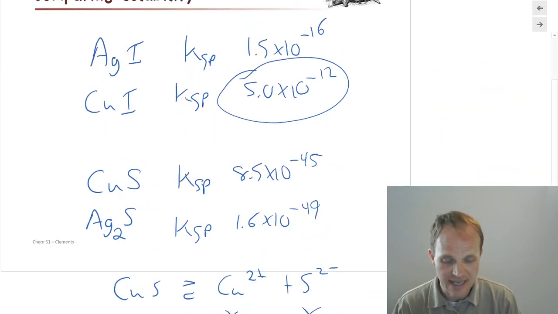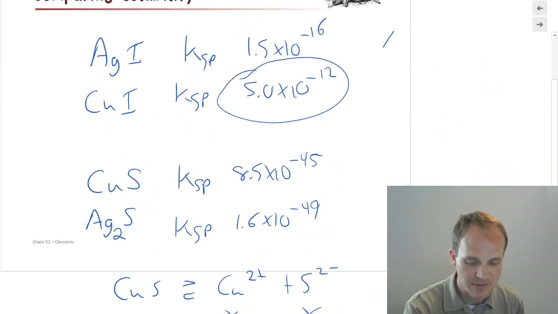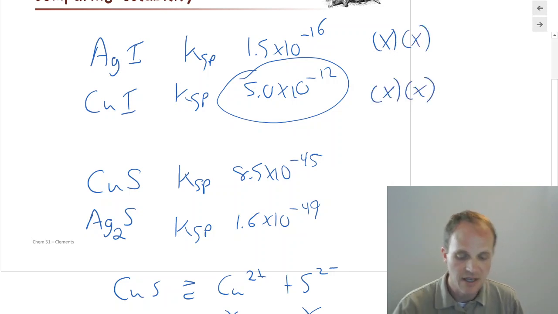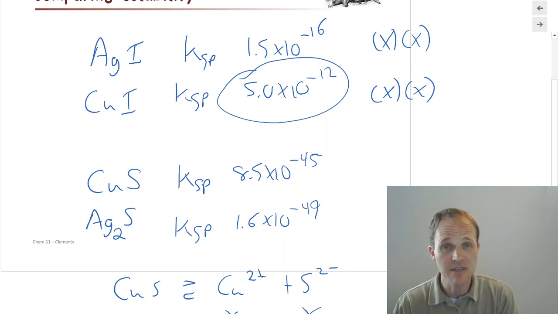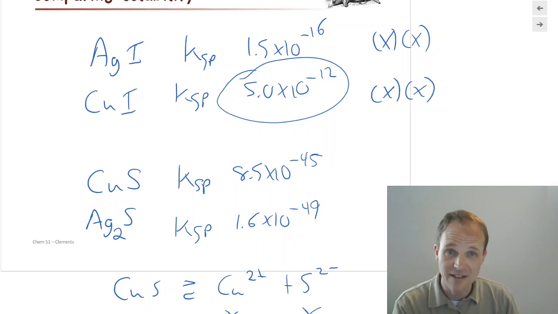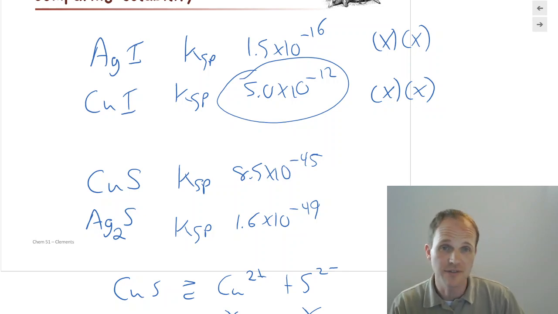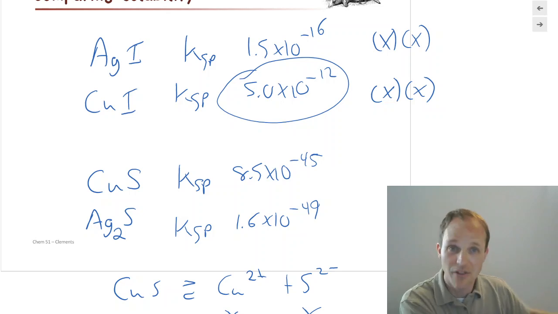It worked in this case because these were both the same. This was going to be X times X if we did it. So you can directly compare KSPs when they fall apart into the same number of particles in the same way, right? It can't be that one falls apart into 5 by doing 4 and 1, and one falls apart into 5 by doing 2 and 3. That doesn't work. Then you'd actually have to do all the math.